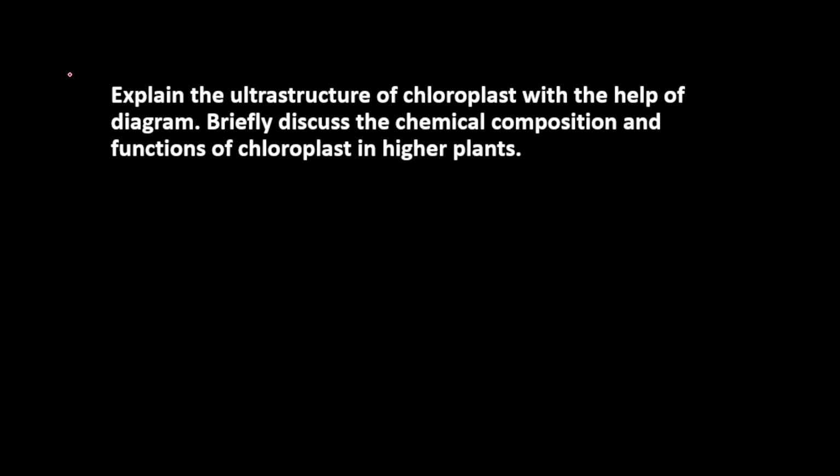So today we are going to discuss the next question of our agriculture optional answer writing practice series. The question we are going to discuss today is: explain the ultra structure of chloroplast with the help of a diagram and briefly discuss the chemical composition and functions of chloroplast in higher plants. This question was asked in this year's agriculture optional paper of UPSC CSE.